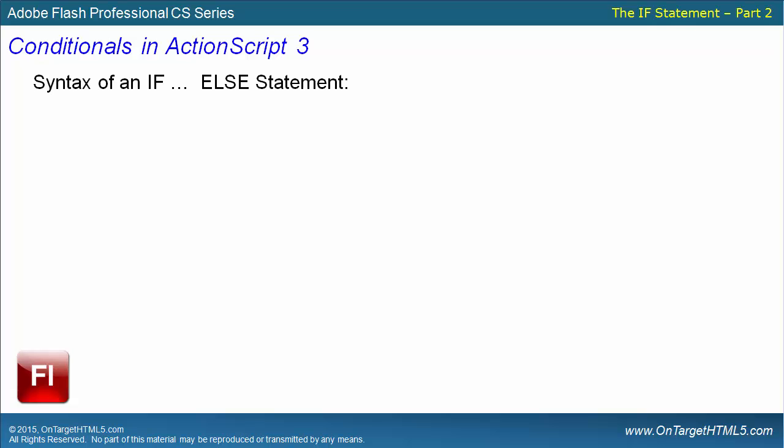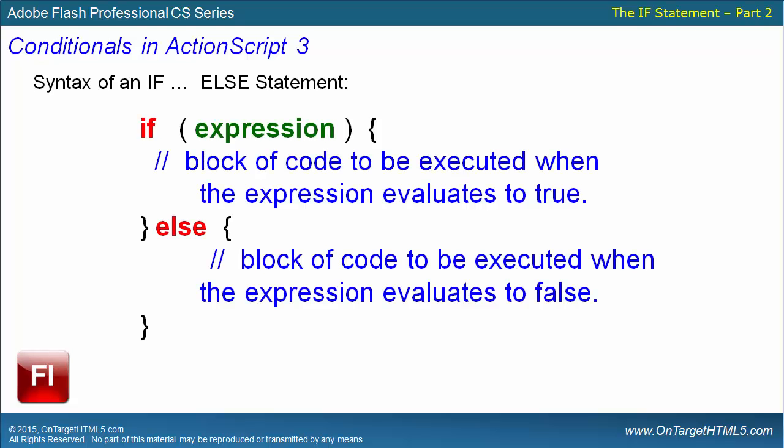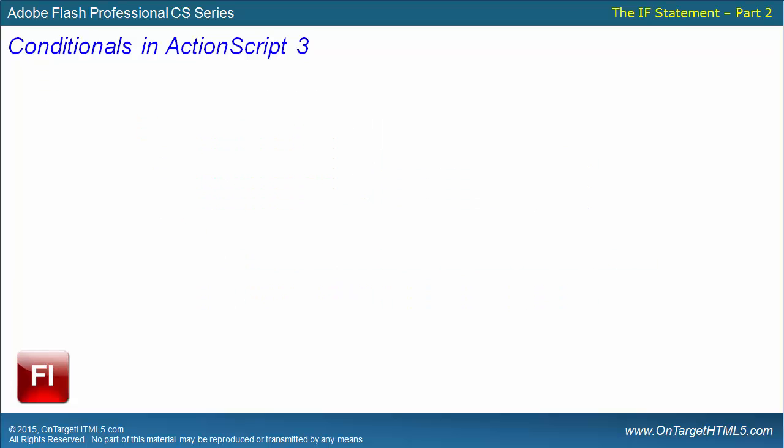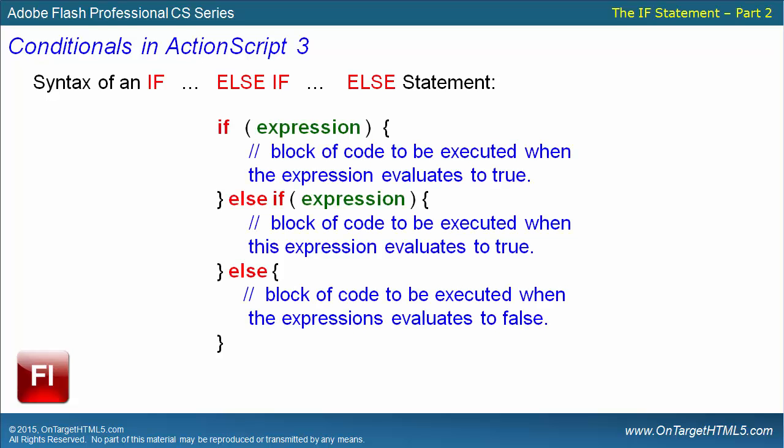The syntax of the if and else statement: again, we have the if keyword with our expression that needs to evaluate to true, and a block of code that executes if it is true. If that's not true, then we go into the else portion of the statement, which has a block of code that will be executed if the expression evaluates to false. So in this example we have two blocks of code that execute based on the evaluation of the expression in parentheses.